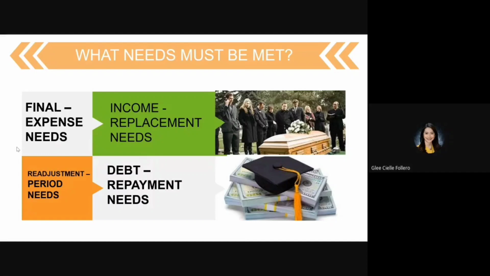So this is true especially if you are a breadwinner. You are a breadwinner if there is someone who relies on you, someone who becomes financially dependent on you. So your lost income will be the major financial loss resulting from your premature death.